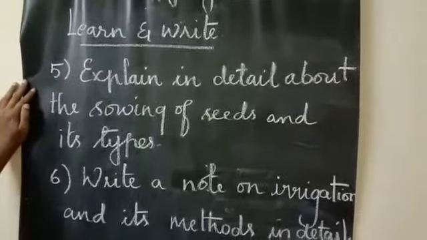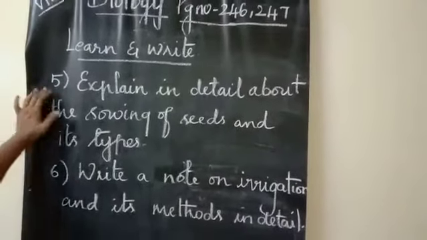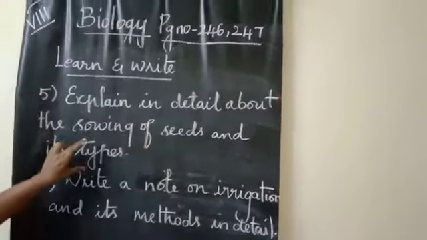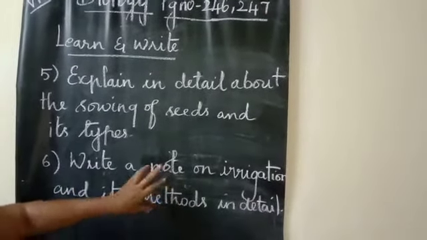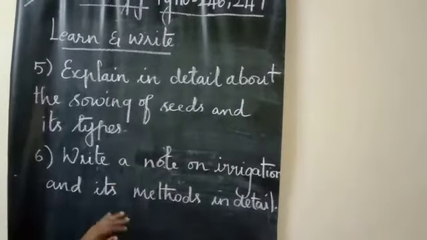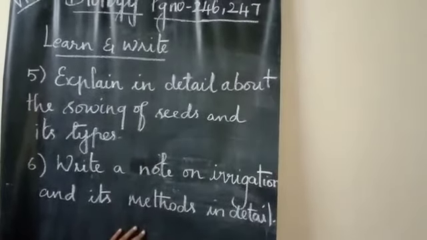Next, the question part. Explain in detail about the sowing of seeds. You want to explain about sowing of seeds and its types. Clear? And next, about irrigation, you are going to explain the methods as well as its types, in detail. Clear, children? Thank you.